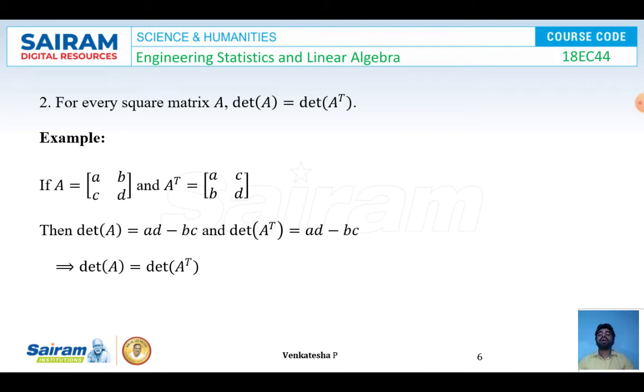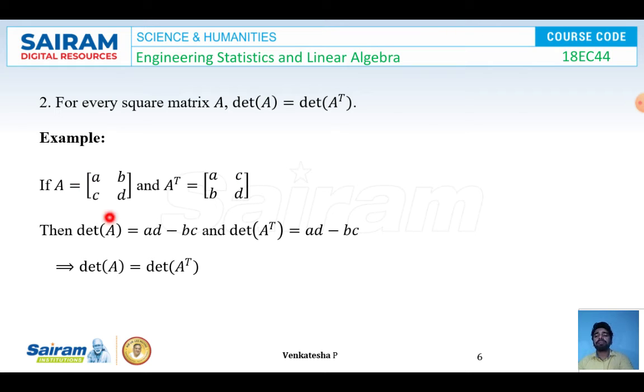Property number 2: for every square matrix A, the determinant of A will be equal to the determinant of A transpose. To prove this one, I am taking a matrix A of order 2, that is [a b; c d], and I am taking the A transpose matrix of the matrix A, that is [a c; b d]. Now I am going to find the determinant of both the matrices.